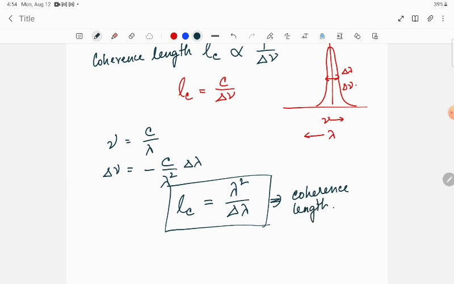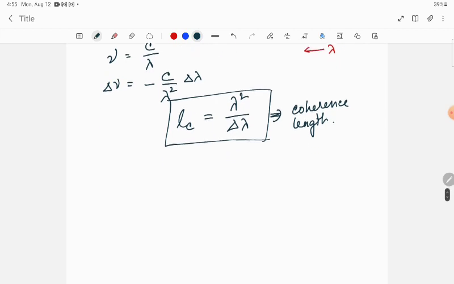And this has to do with, I am not shifting in space or anything, it is in time. So how far the beam can travel before it becomes incoherent, and that is proportional to lambda squared and also inversely proportional to delta lambda. This is what you have to remember.